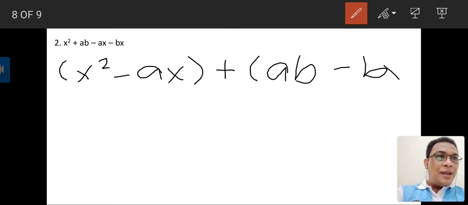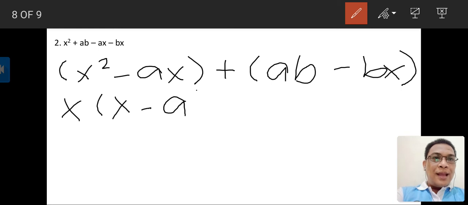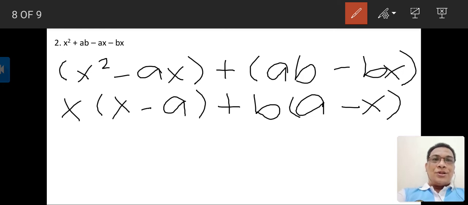minus bx. So in my first group, the common factor is x. The least degree is 1, so we have here x. So we're going to have that as x minus a. Plus, the common factor of the two terms will be b. If I'm going to divide that, that will be a minus x. Okay, question. Do we have any common factor?